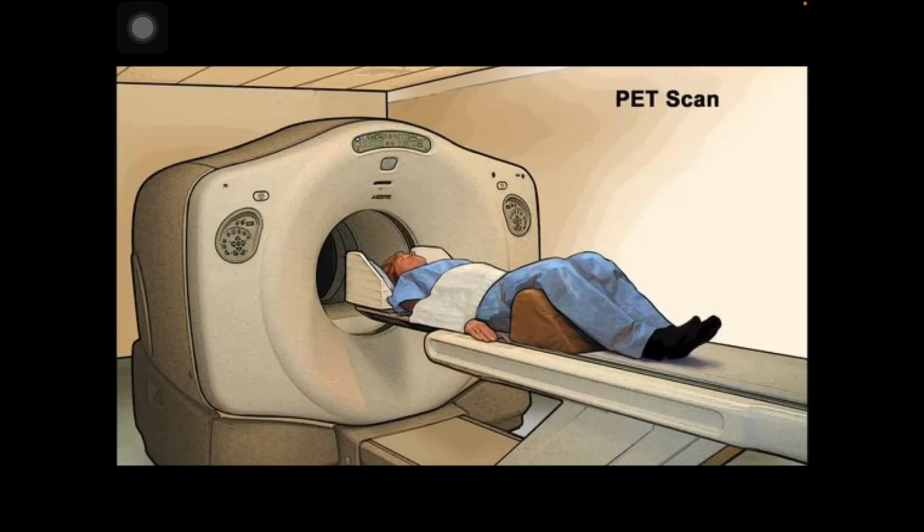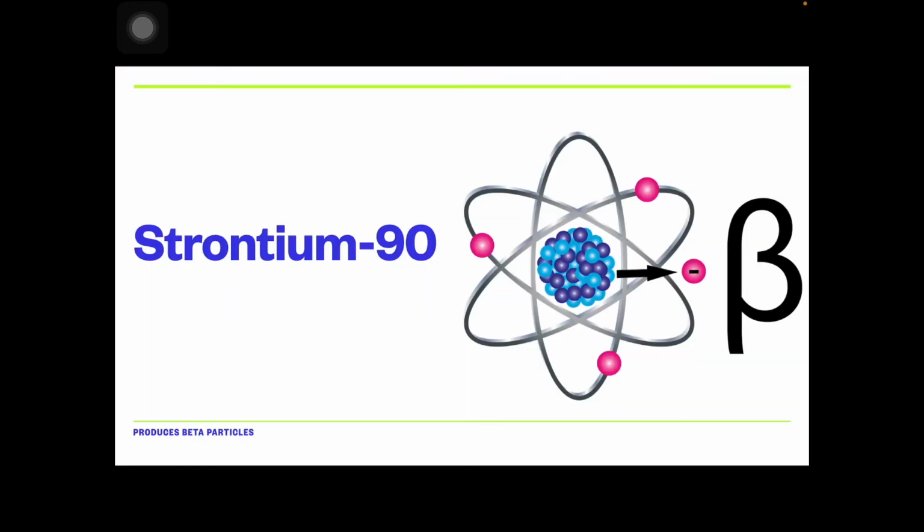A beta source is either swallowed or, more commonly, injected into the body and used to form an image of your circulatory or digestive system. This is usually called a PET scan. Strontium-90 is the material most commonly used to produce beta particles, and beta emitters are commonly found in the radioactive products of nuclear fission.